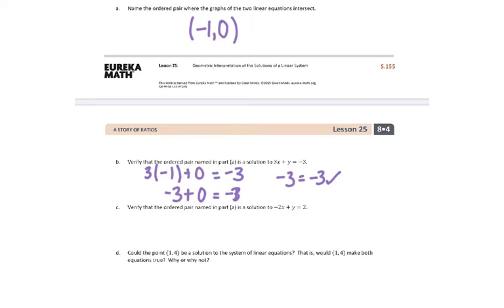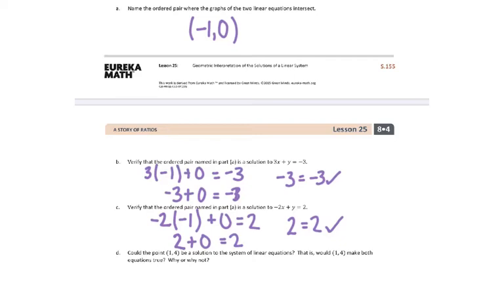We're going to do the same thing for our next linear equation, which is -2x plus y equals 2. So we're going to plug in -1 for x. So we've got -2 times -1 plus 0 equals positive 2. So what we know is that a negative times a negative is a positive. So now we have 2 plus 0 equals 2. And ultimately we have 2 equals 2, meaning that -1, 0 is a solution to this linear equation as well. So now we can say that -1, 0 is a solution to our linear system.